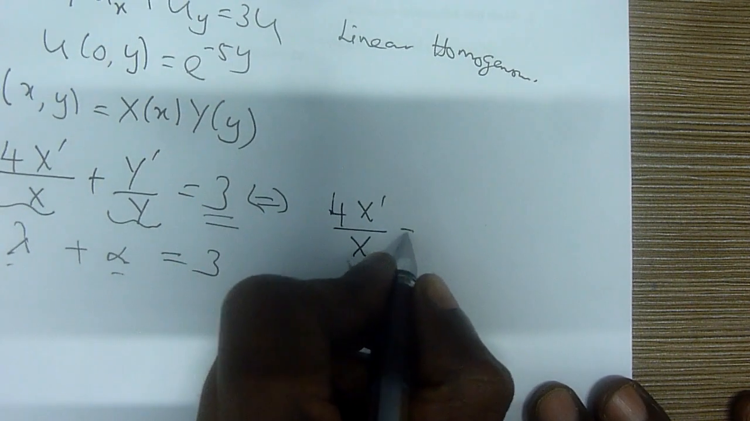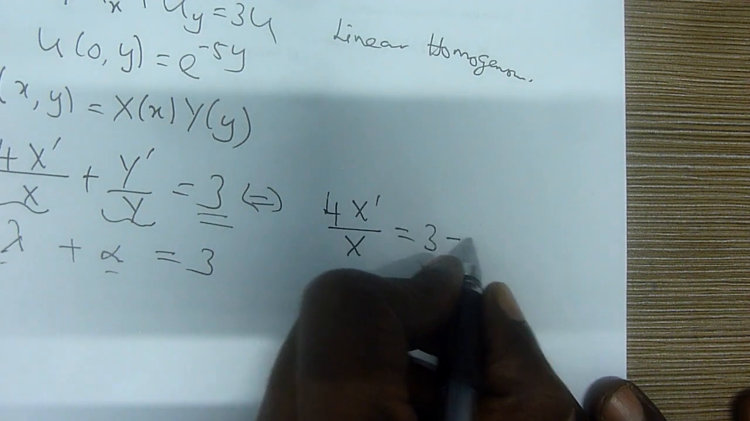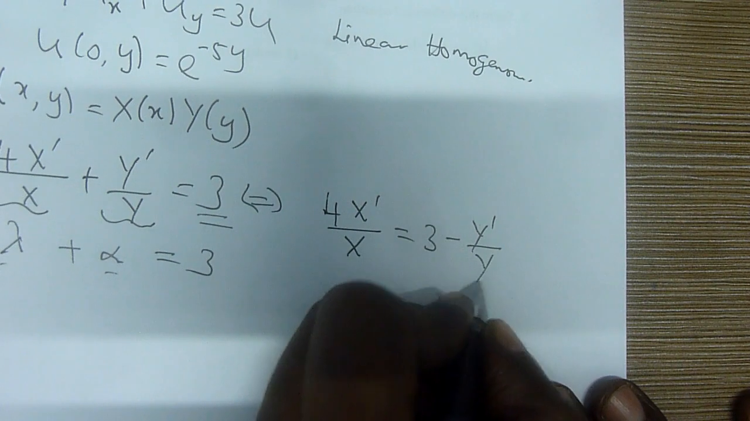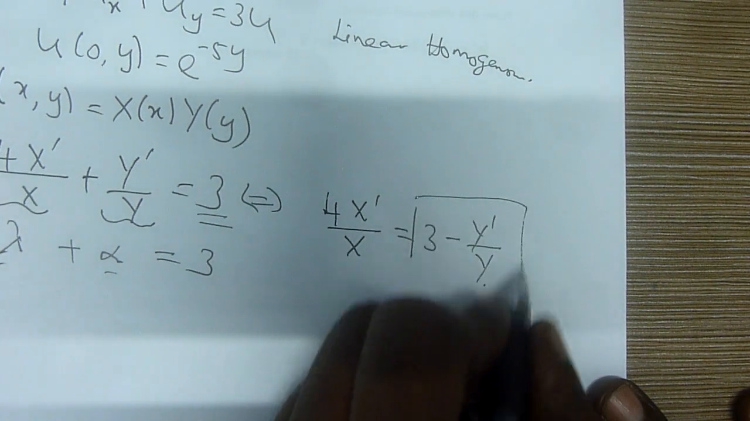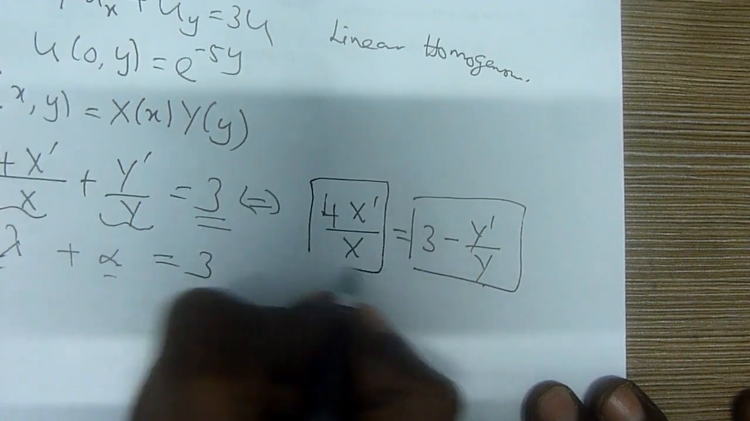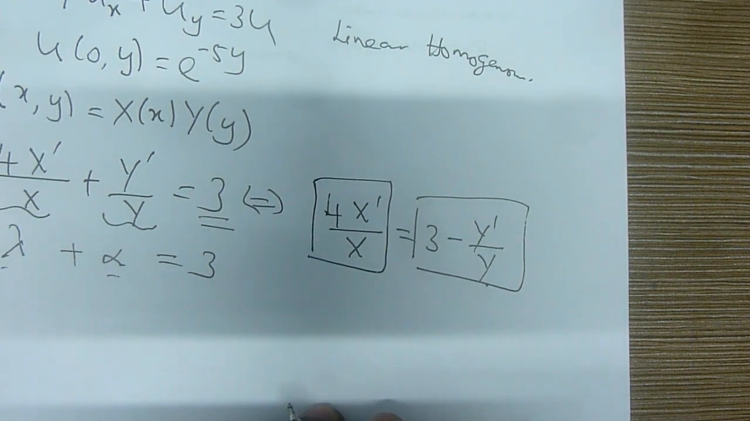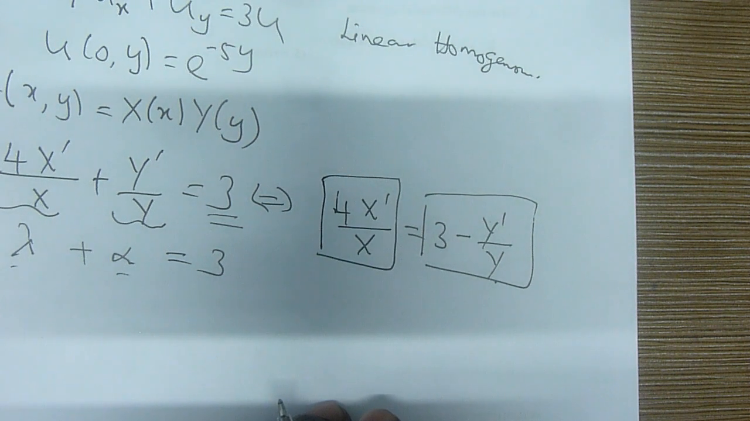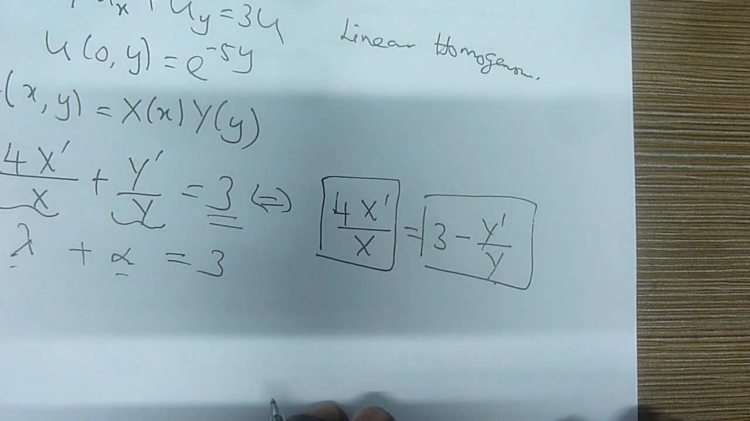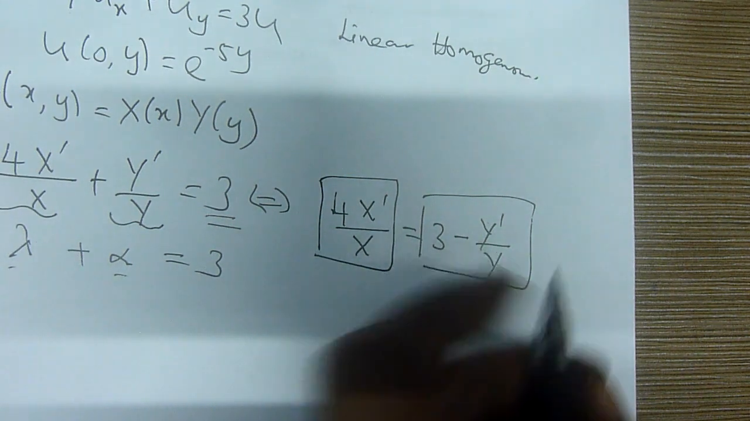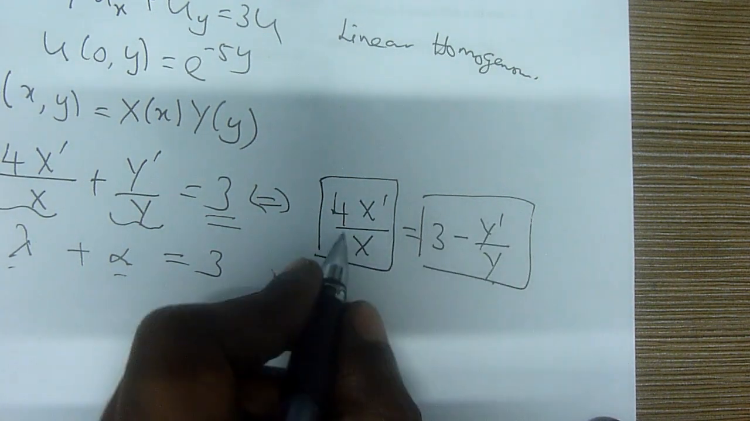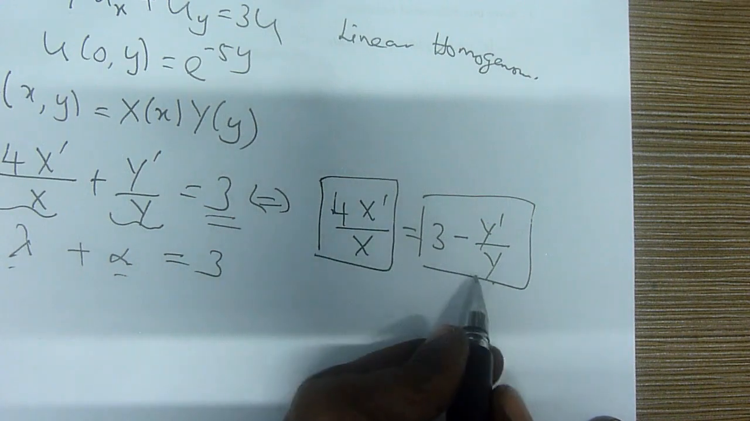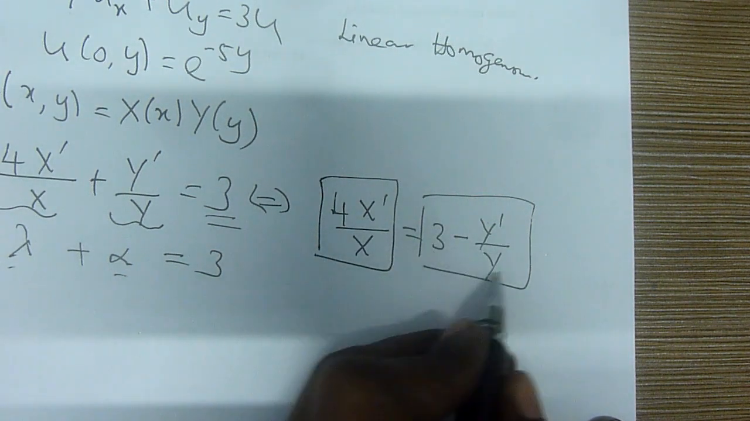Okay, 3 minus, you treat this whole thing as a constant. Can I equate that to one constant? Can. Okay, this is one constant, this is another constant, but the problem is the 3 here.